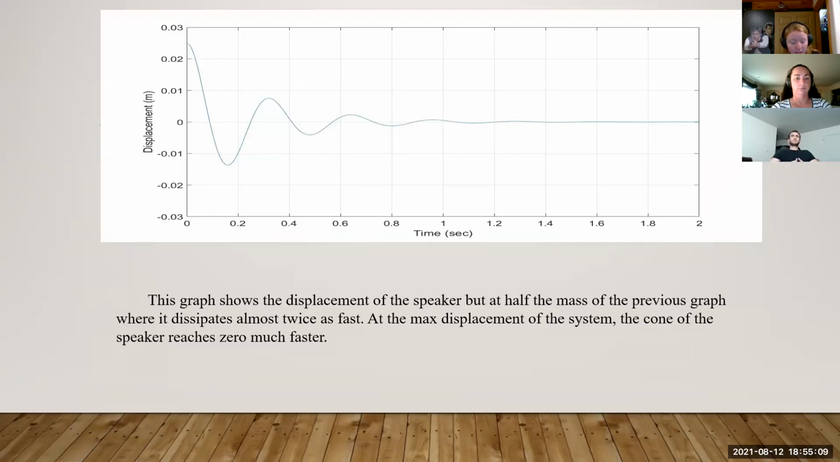So this figure shows the displacement of the speaker's cone with a mass of 0.5 kilograms, half the mass used in the previous figure. The vibration of this system dissipates almost twice as fast as in the previous figure.